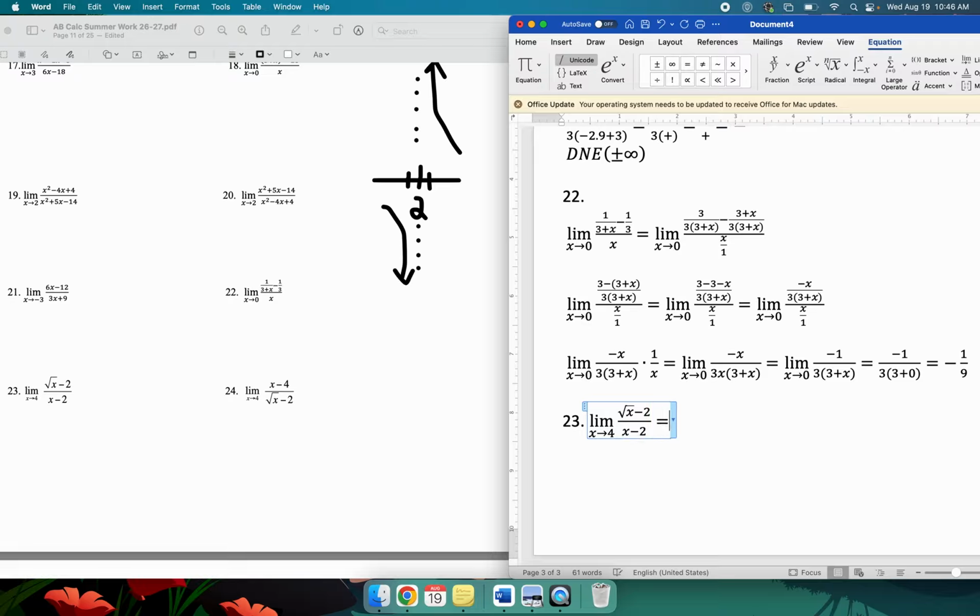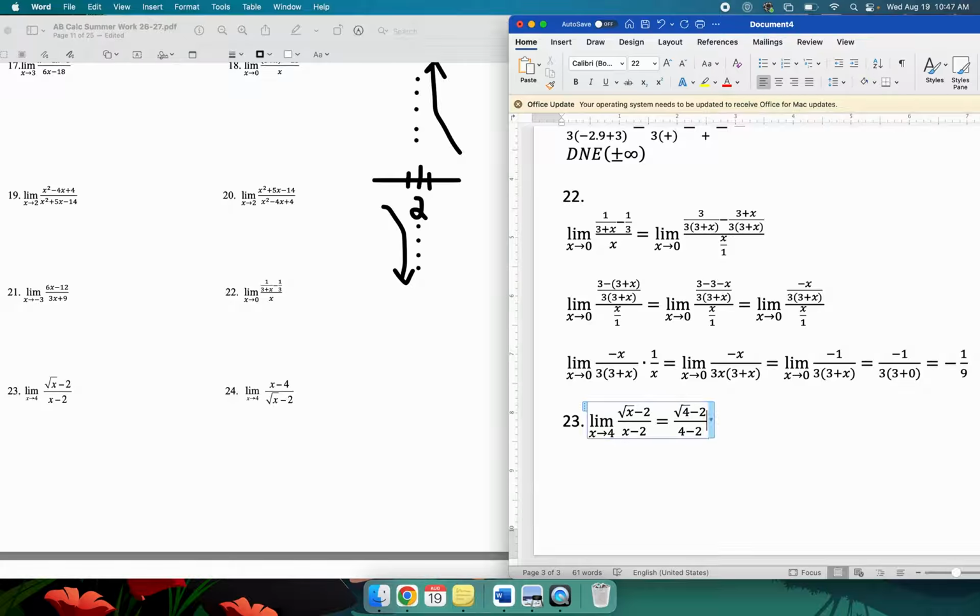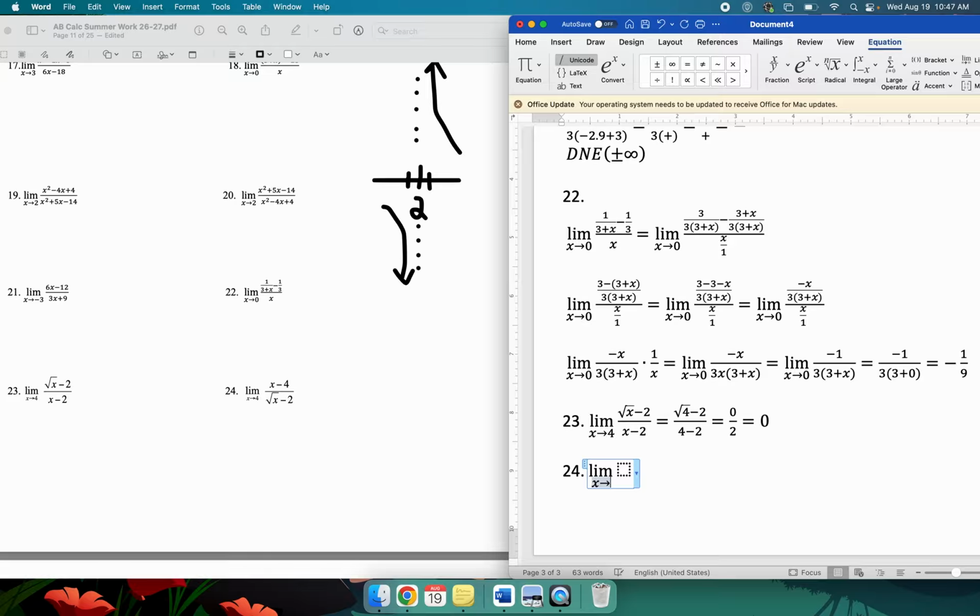That's fine. If you plug 4 into that, you get root 4 minus 2 over 4 minus 2. That is not 0 over 0. That is 0 over 2, which is just 0. The end. I think the second problem is maybe more interesting. Yes, this one is more interesting.